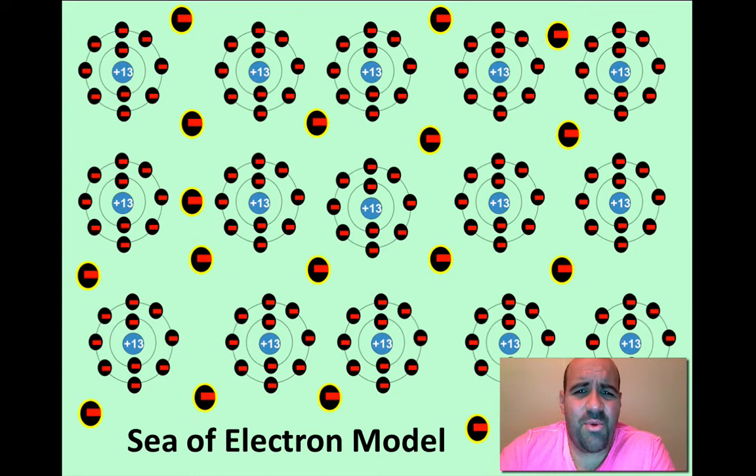So this is a general picture of our sea of electron model. And what you see here is aluminum cations with a +3 charge. And each one of these atoms basically donated 3 valence electrons to the sea, or the cloud of electrons that are surrounding it. And what you get here is a bunch of positive cations surrounded by a negative sea of electrons. And there we have a very strong electrostatic force holding metals together.